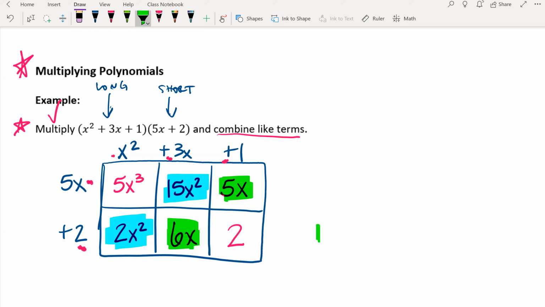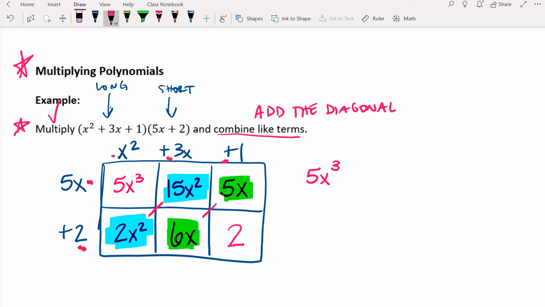This and this can combine. They'll always be diagonal from each other, the things that you are combining. When you're multiplying, your answer is inside the box. Okay, so the x cubed term does not have a match, so it just stays 5x cubed. We can't combine it with anything. Then we add 15x squared and 2x squared. To combine like terms, you add them. Add the diagonals.